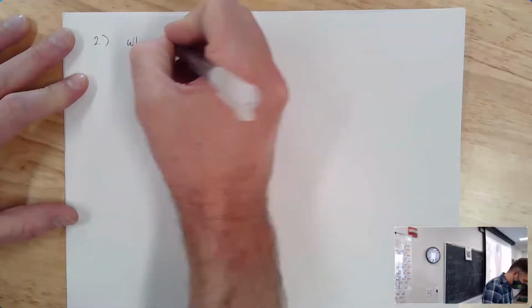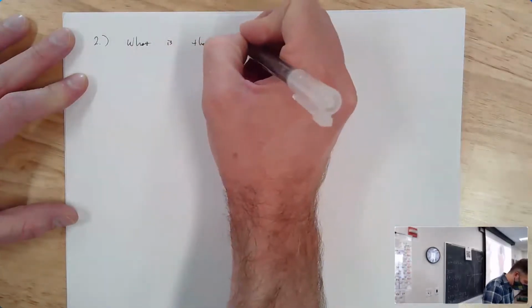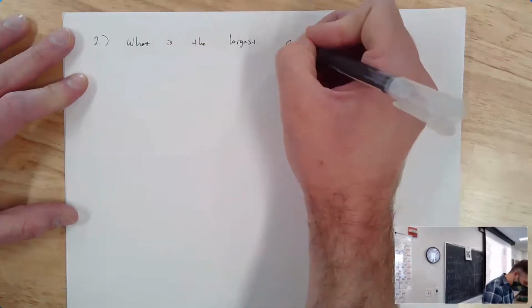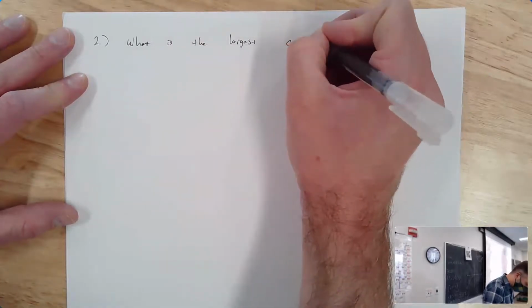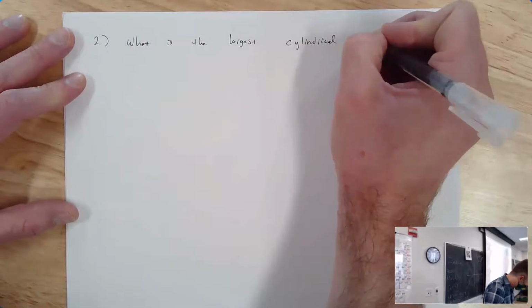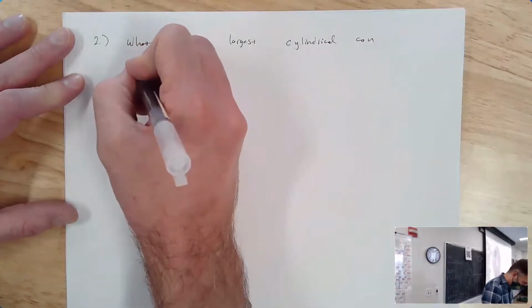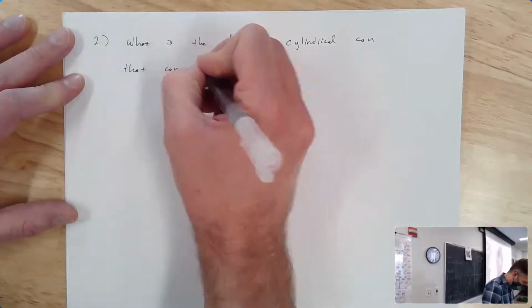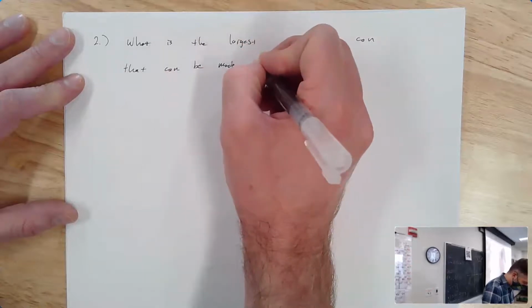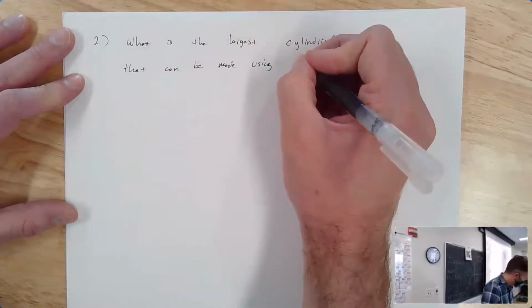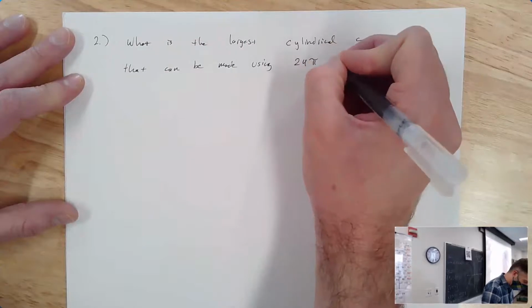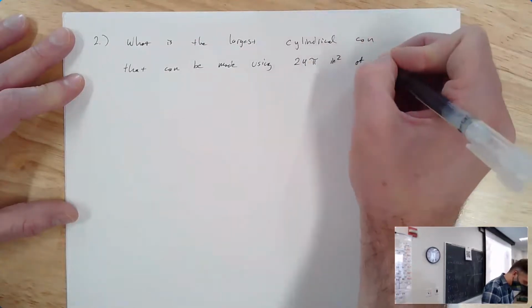What is the largest cylindrical can that can be made using 24 pi square inches of material?